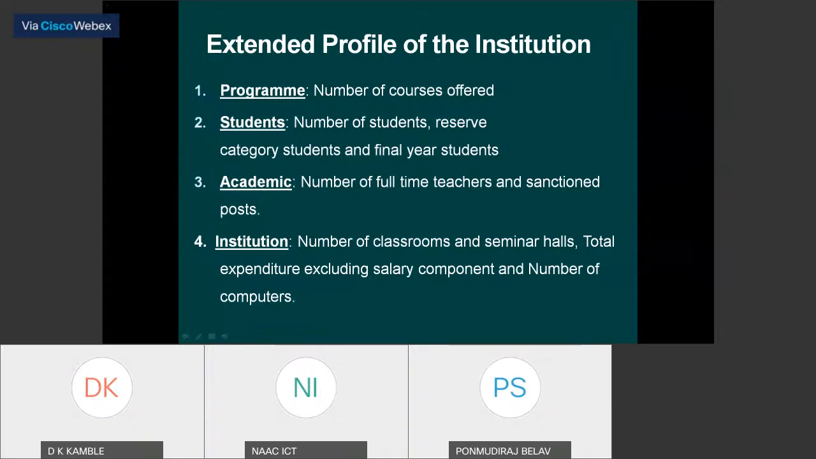But these are the total numbers required in the extended profile, because whatever data the institutions give in the extended profile, that data is taken by DVV as denominator data.